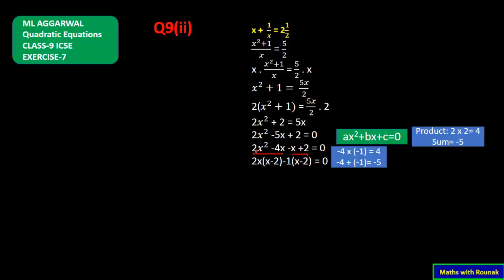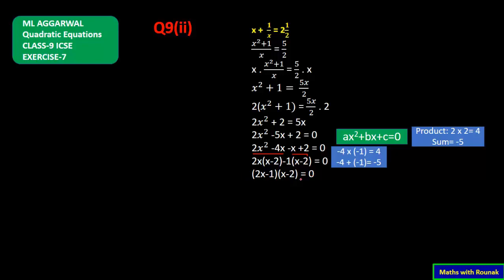If we take 2x common from 2x squared and minus 4x, we will be left with x minus 2, and if we take negative 1 common from minus x and 2, we will be left with x and negative 2. So x minus 2 is common in both. We can take that out. 2x minus 1 multiplied by x minus 2 is equal to 0.